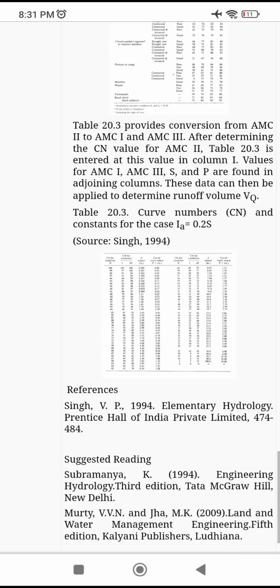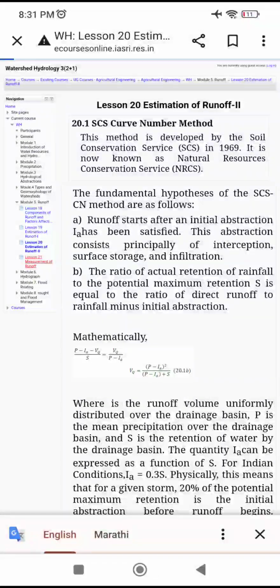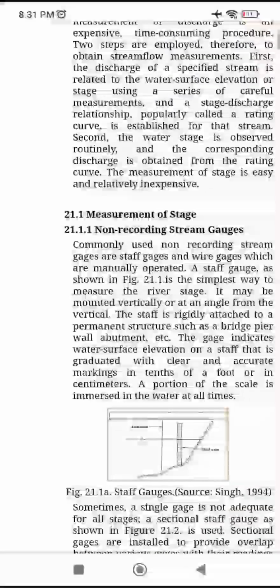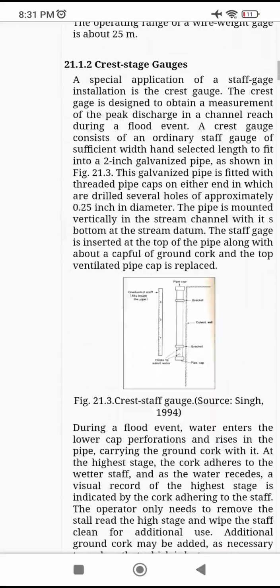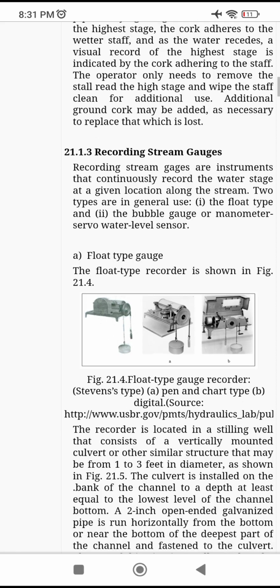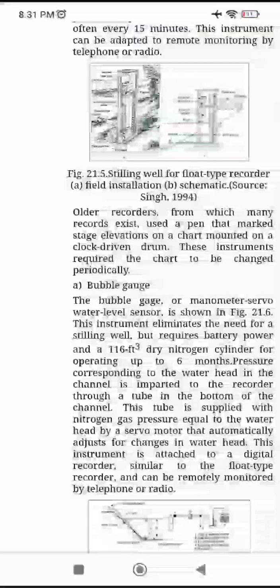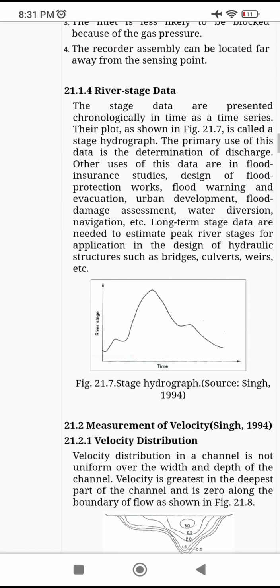Then estimation of curve number, you should remember what is meant by curve number. Then how to measure the runoff. So non-recording stream gauges are there, then crest stage gauges are there, then recording stream gauges are there, the float type, and the bubble gauge or manometer servo water level sensor. You can see the image of these types of rain gauges. Then reverse stage data.